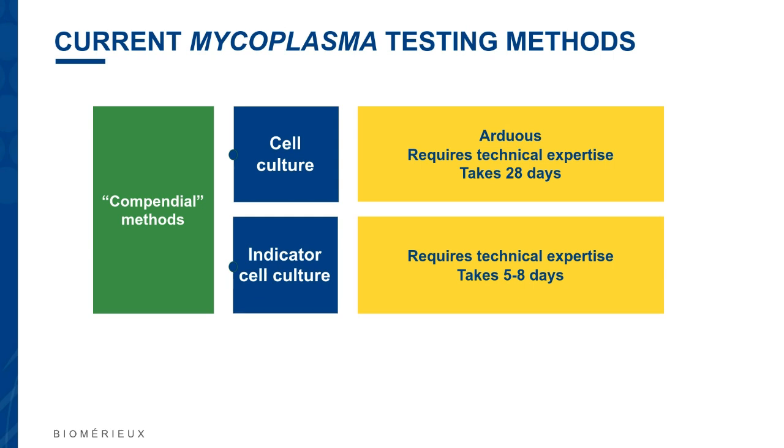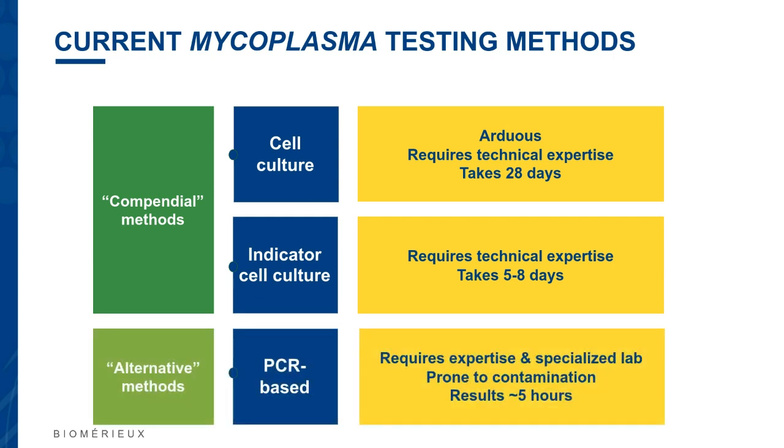And the second method, which is the most commonly employed today, is what we call the alternative method. It's a PCR-based method, and this is more rapid in time to results, because we can get results in less than 5 hours today.